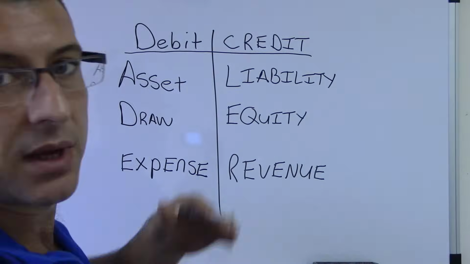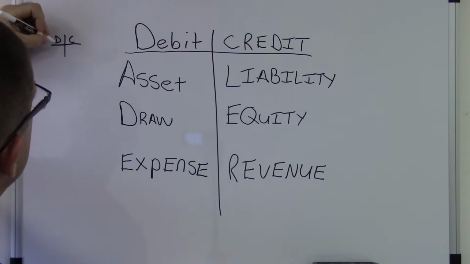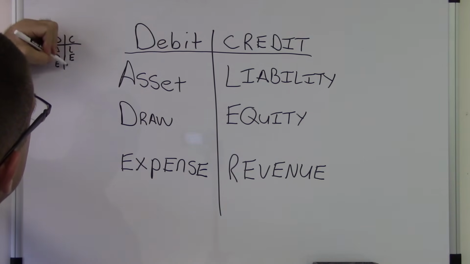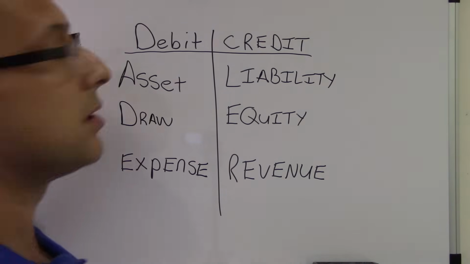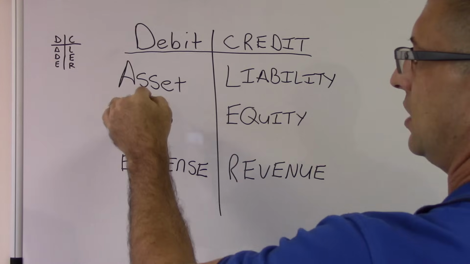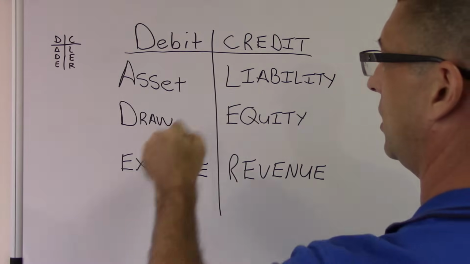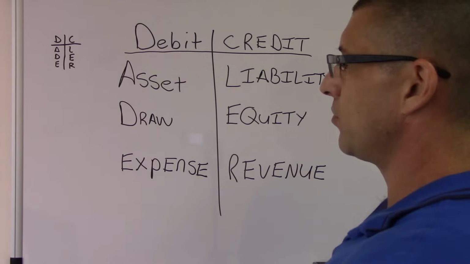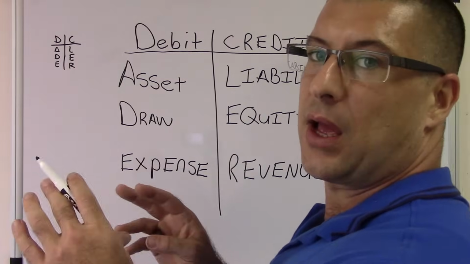Now I'm gonna do this on all my basic accounting tips from now on. We're gonna go D, C, debit, credit, A, I, D, L, U, R. Now, I'm a CPA, I still do this. You can do this on the first day of accounting class. DC, AID, LUR. Debit, credit, asset, draw, expense, liability, equity, revenue. DC, AID, LUR.